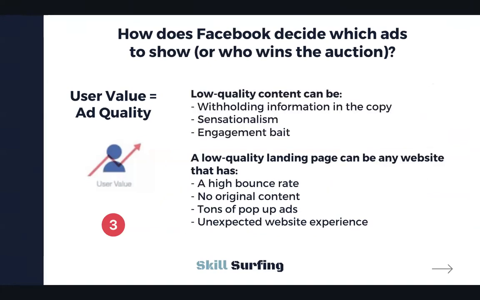So when we say quality content, or what translates to bad user value, it is sometimes when you withhold information in the copy. Let's say you tell them, okay, click here to find out something very important, and you send them directly to your website. This is also the same. You create the sensationalism so that they click, and it's also engagement based, but it could be a lot of things as well.